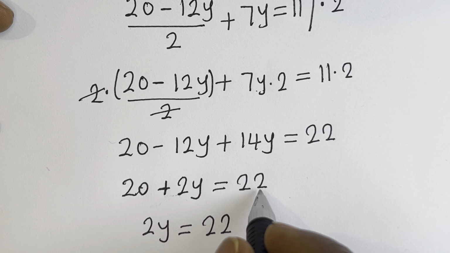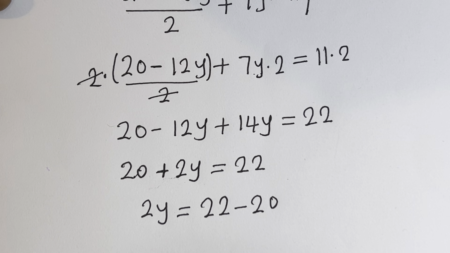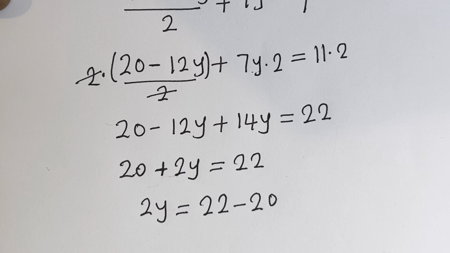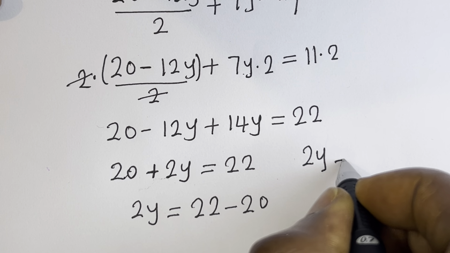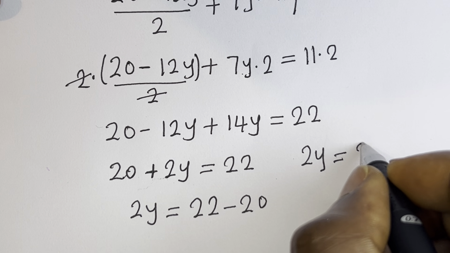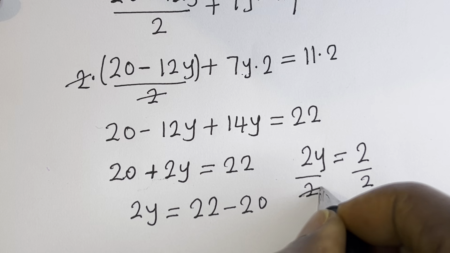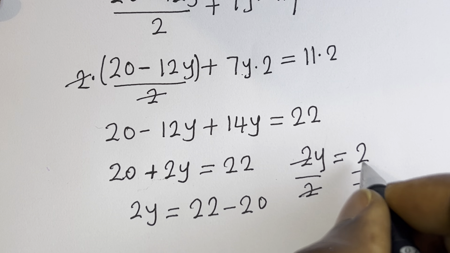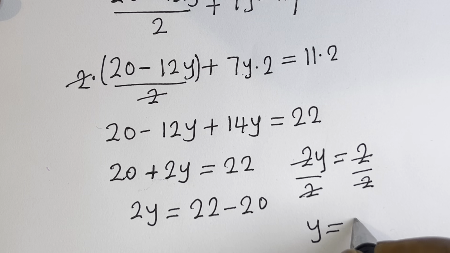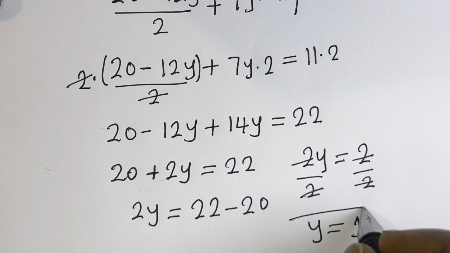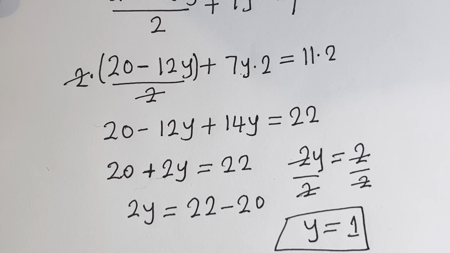If you take this 20 to this side, it becomes minus 20. Then 2y is equal to 22 minus 20, that is 2. Let's divide both sides by 2. Y is equal to 1. This is the value of y. We've gotten the value of y. Let's solve for x.